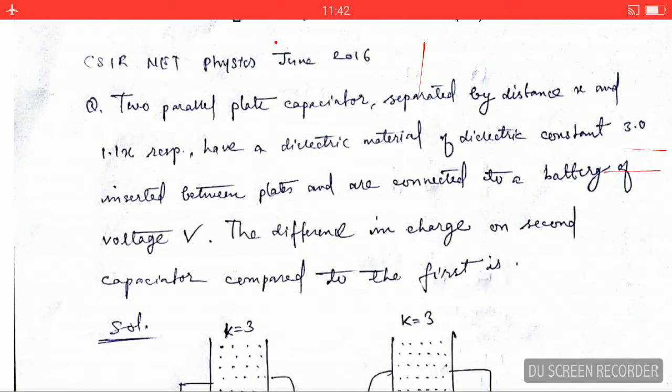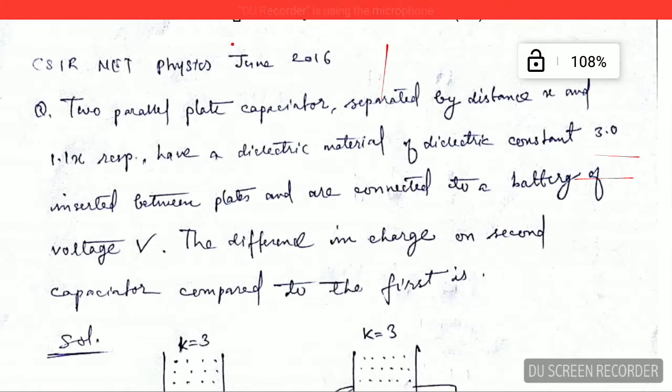So today in this video lecture I am going to explain a very important question. This question was asked in CSIR NET Physics June 2016. So let's read the question. This question is basically based on electrostatics. Okay, so let's read the question.